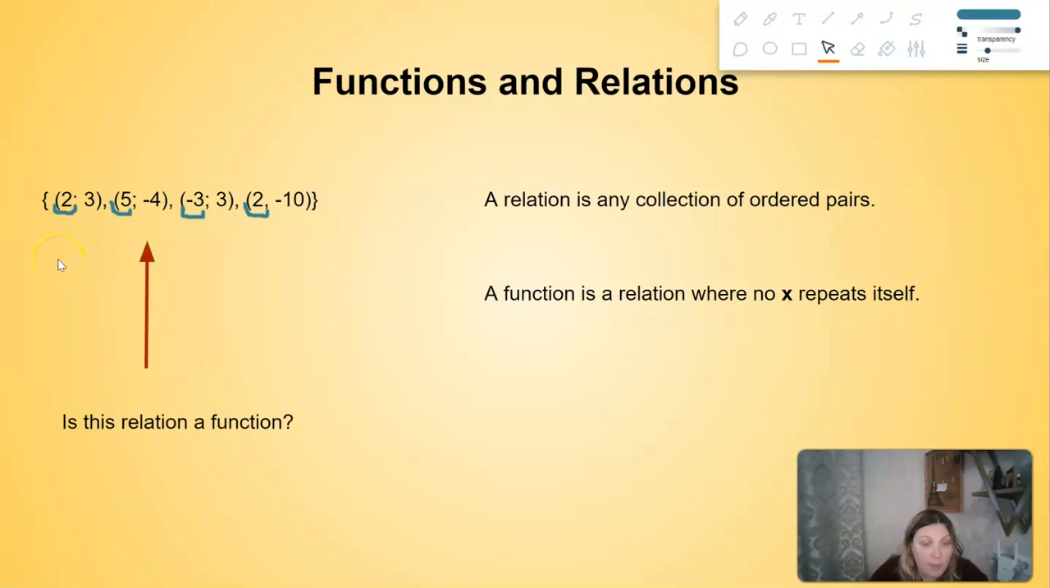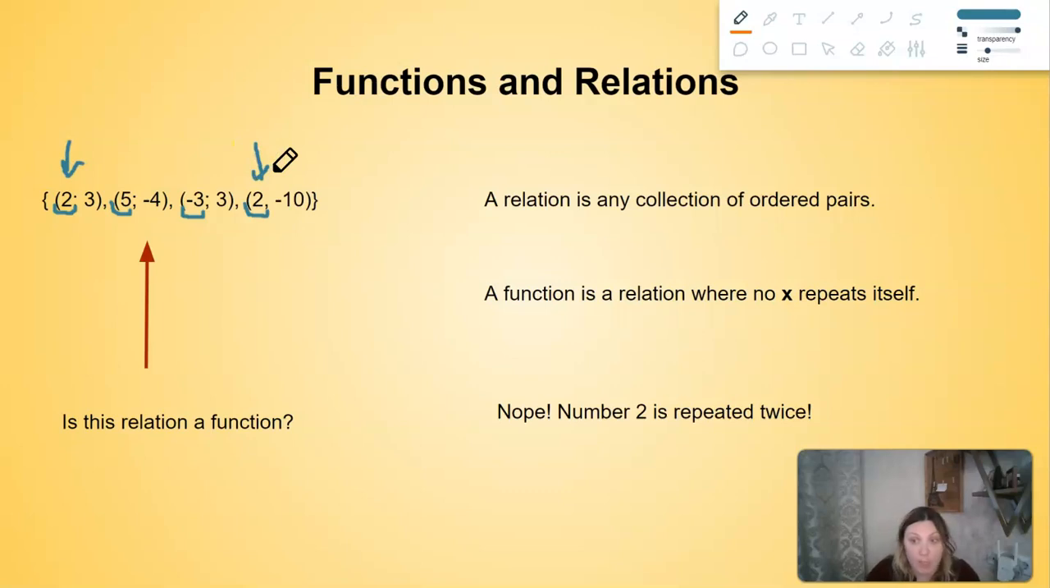And you can clearly see that number 2 over here shows up twice. So as soon as I see that number 2 is there more than once, this is not a function. But it's still a relation. It's still a relation, but it's just not a function. And of course, if it's not repeated, then it's a function.